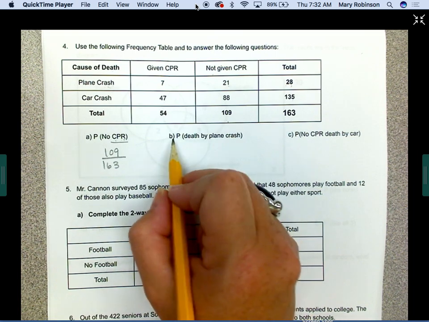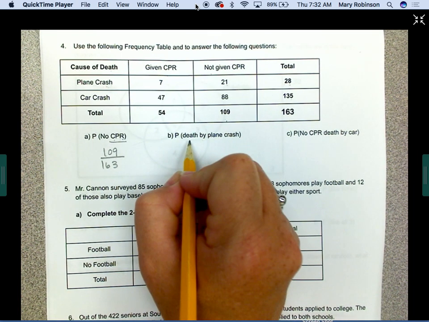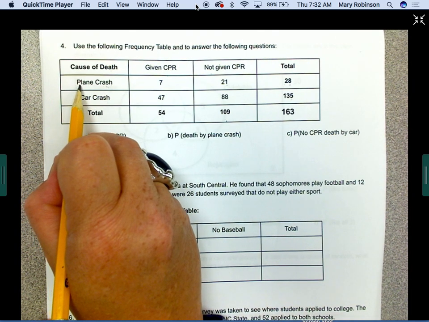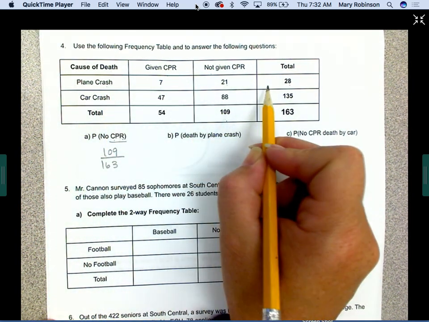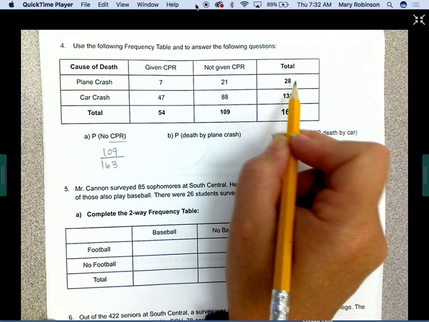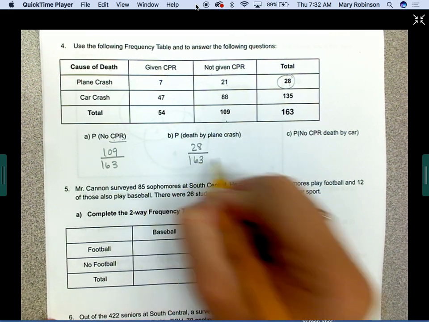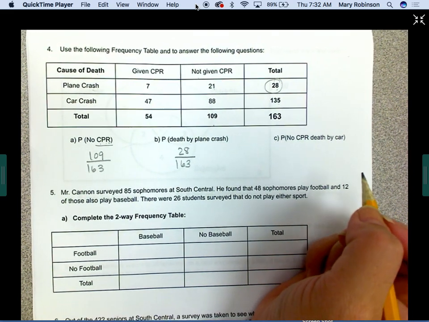Part B, death by plane crash. So that means only those that died by a plane crash. So we take our plane crash row, follow it all the way over here to the right. There were 28 people that died by plane crash out of 163 represented in the table.